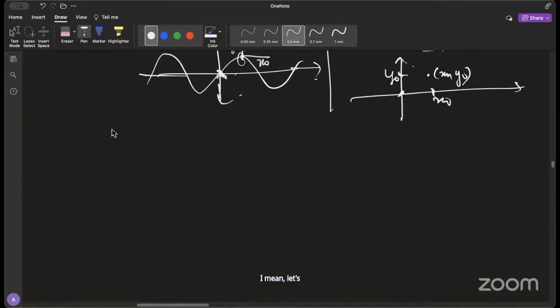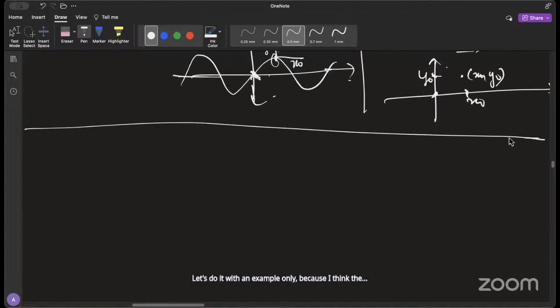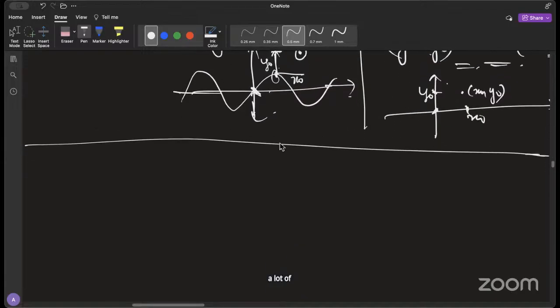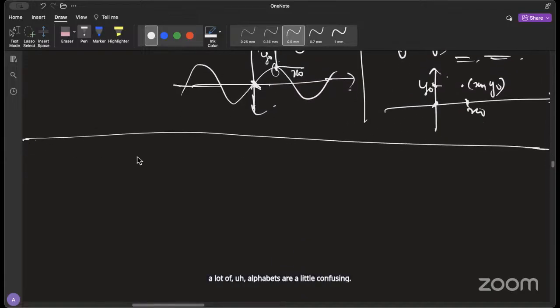Let's do it with an example only, because I think a lot of alphabets are a little confusing. So let's say you have, give me a quadratic function.